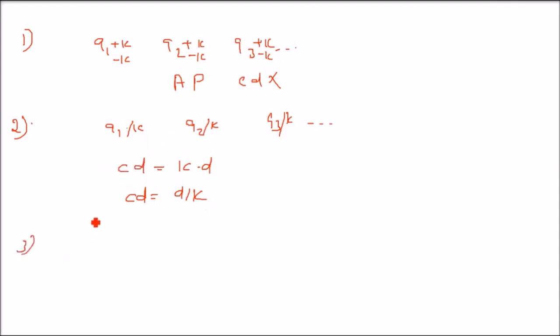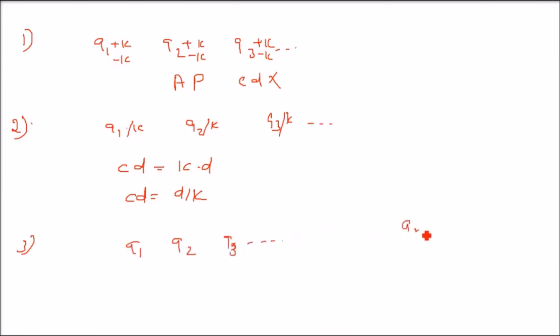Third property. If in a finite AP, the sum of the terms equidistant from the beginning and end is always the same and is equal to the sum of the first and last term. So if you have a finite AP, the sum of the terms equidistant from the beginning and the end is always the same and is equal to the sum of the first and last term. This is property number 3.